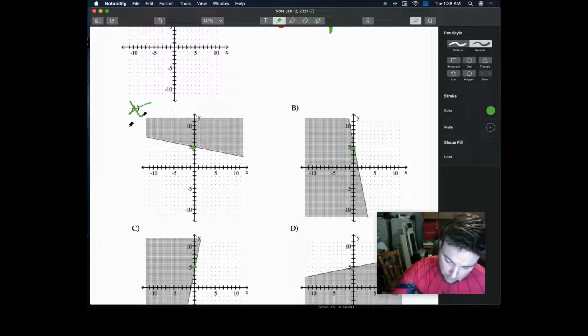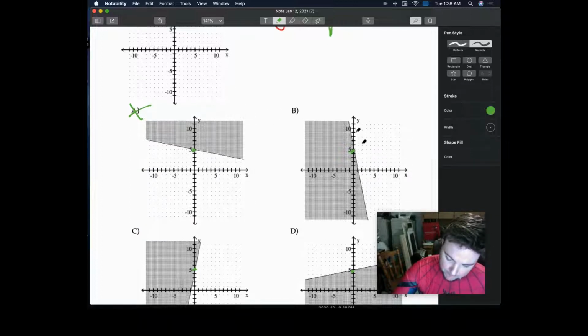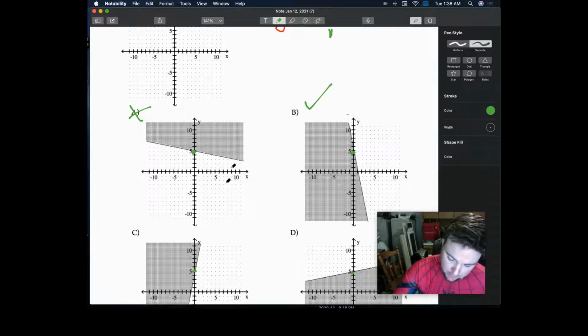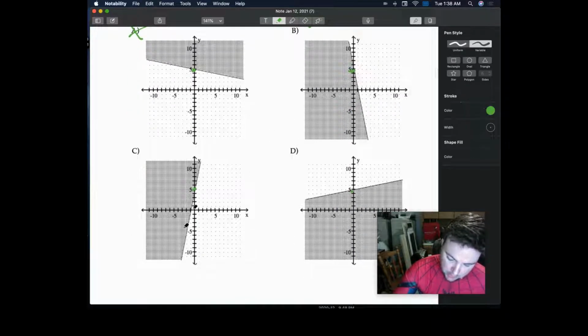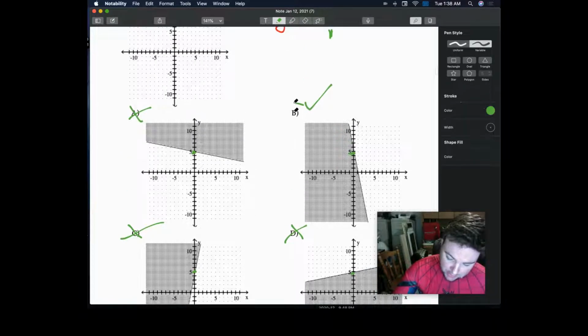A is clearly wrong. If we look at B, we drop 5, we go over 1. This seems to be okay. Let's look at C. That's going up. That can't be right. And D, we drop 5, go over, this is going up. That doesn't make sense. So just by doing that, we already know the answer has to be B.